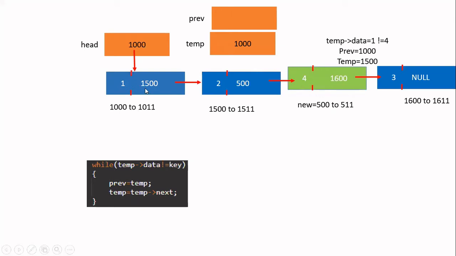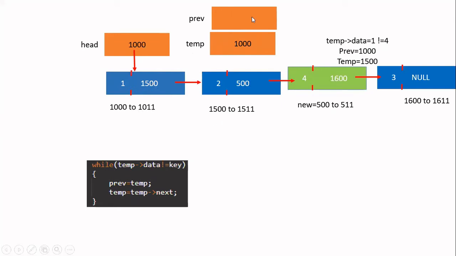So what you have to now do is you take another node called previous. In that you store the current temp value. That is current temp is 1000. That I will be storing in previous. Then in this temp, now I will be storing this 1500. Okay, so that is available in next of temp.